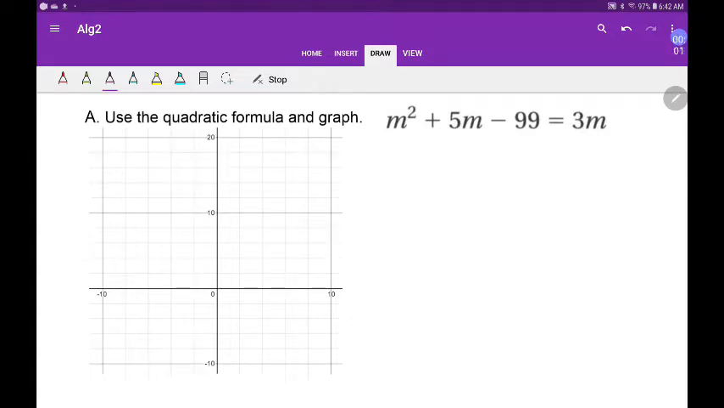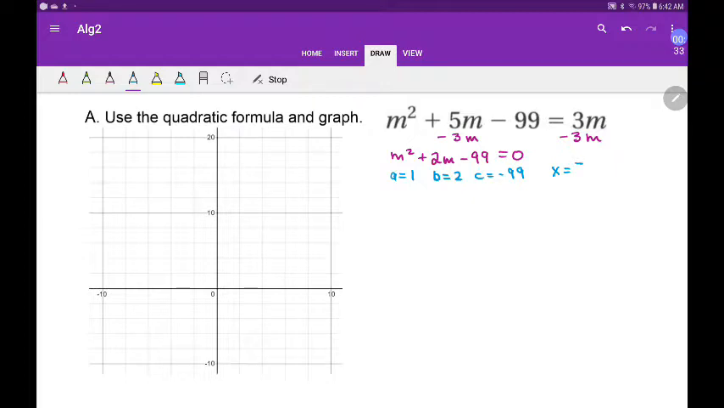This is the long one, the quadratic formula. So we're going to subtract 3m from both sides because we want it to be equal to 0. M squared plus 2m minus 99 equals 0. And now we can say a is equal to 1, b is equal to 2, and c is equal to negative 99.